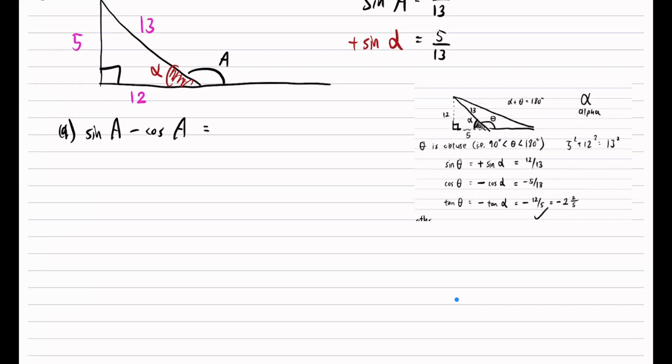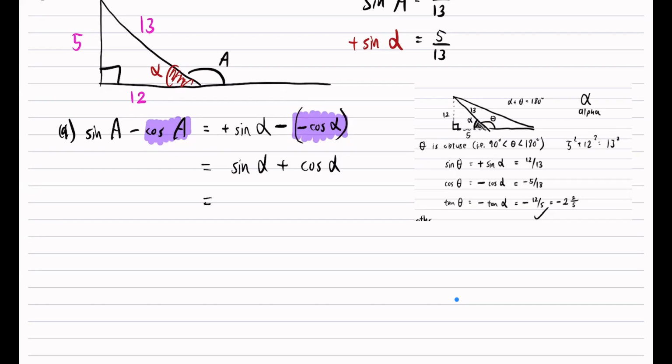Yes, you were saying? So sine A is alpha, but positive. Then how about minus cos A? There's a minus, you copy down first, but there's a cos A. What do you do with it? Minus cosine alpha. Minus and minus, put bracket. It becomes a plus. Good. So sine alpha plus cos alpha.